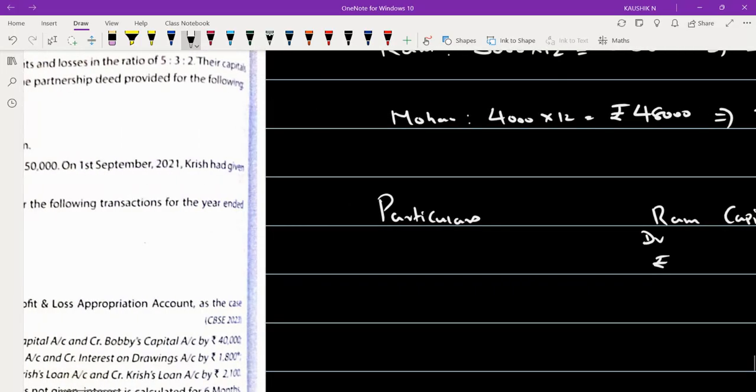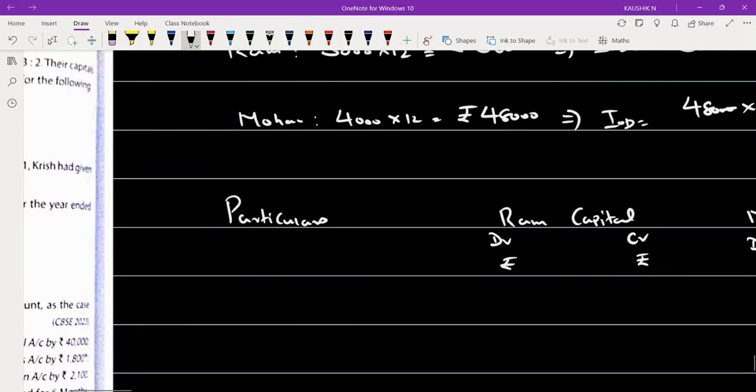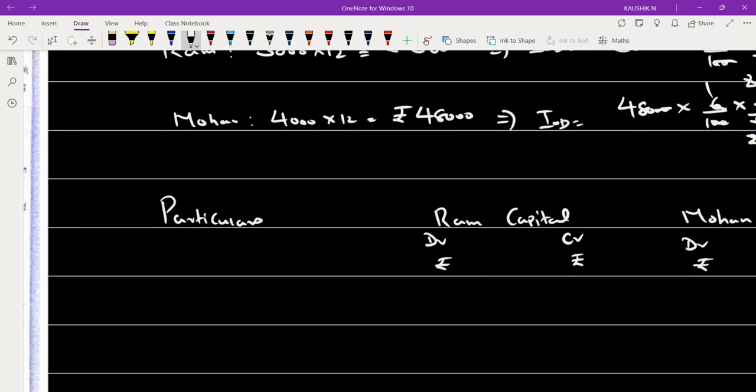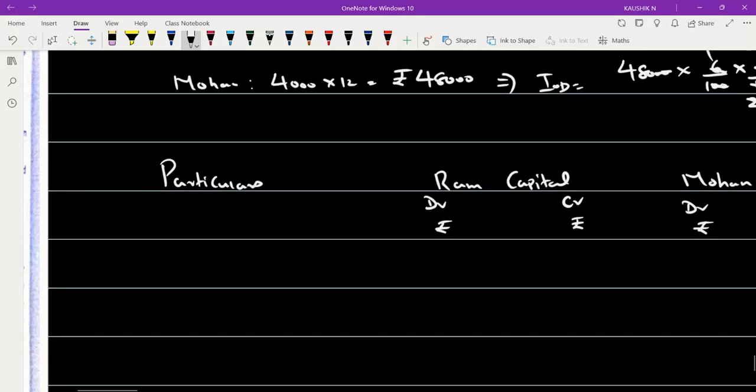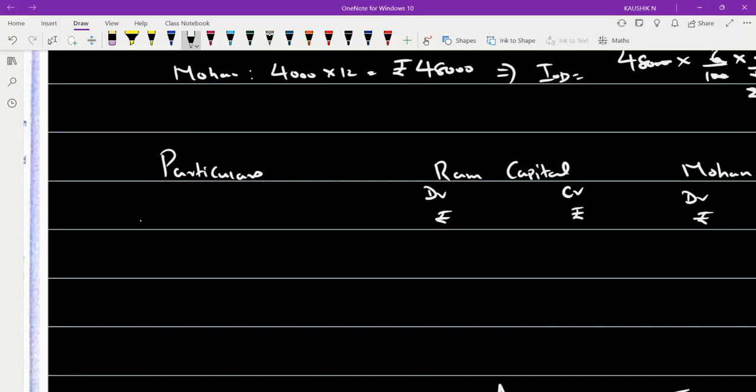Okay, so first and foremost, you have wrongly provided interest on drawings. Now, what you need to do? You have to reverse it. So, wrong interest on drawings, now reversed. You can write simply interest on drawings wrongly debited. So you got the value 1080 for one person and 1440 for another person.